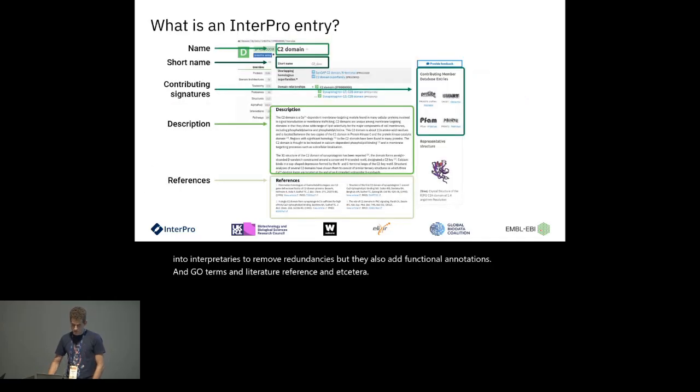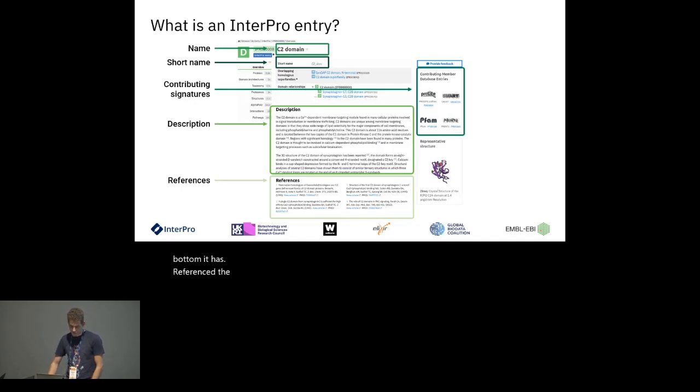This is what an InterPro entry looks like on the InterPro website. This one represents the C2 domains. It has a name on top, and then a short name, which is an easy-to-remember identifier. On the right, you can see it has 4 contributing signatures. This entry was created from 4 predictive models of 4 different member databases. Then it has a description that talks about the function of the domains, and on the bottom it has references to the literature.